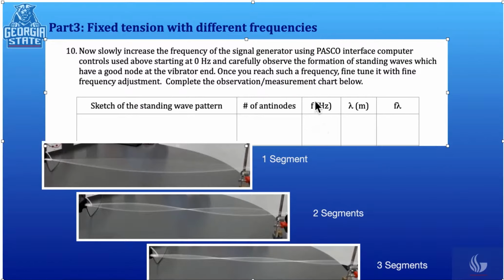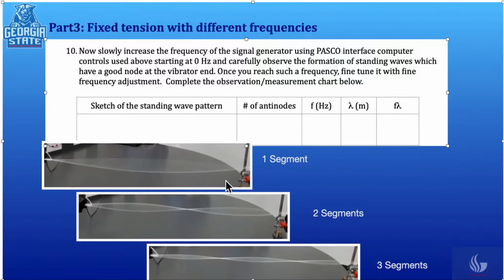Because of the change of the frequency, the number of antinodes will change. So now slowly increase the frequency of the generator, starting from 0 hertz, and increase carefully. Once you reach such a frequency, fine tune it with the frequency adjustment, complete the observation and fill this table. This is for the one segment.